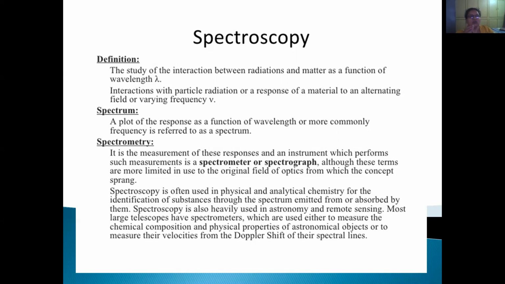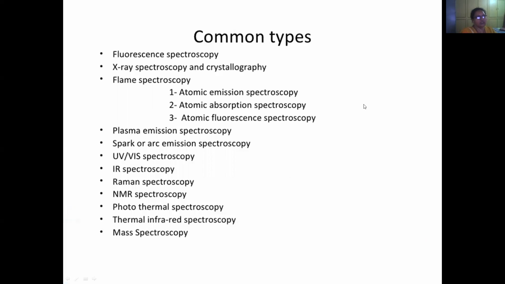It is also used in astronomy and remote sensing. Large telescopes also have these spectrometers, which are used to measure the chemical composition or the physical properties of astronomical objects, and to measure their velocities from the Doppler shift of their spectral lines. So all these are uses of spectroscopy. Why do we go for spectroscopy, or what are the advantages of spectroscopy? We will go to that in our next slide.